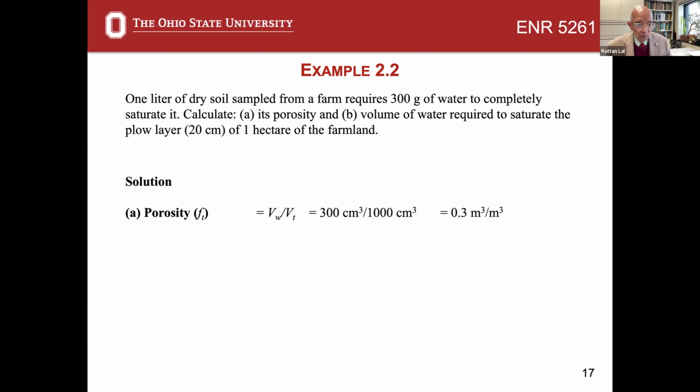So solution, what is the porosity? Porosity is volume of water over total volume. Therefore, 300 gram of water is the same as 300 cubic centimeter of water, by the way, because the density of water is 1. So in terms of volume, 300 cubic centimeter over 1000 cubic centimeter is 0.3 cubic meter per cubic meter. Now, some people say porosity is 0.3.